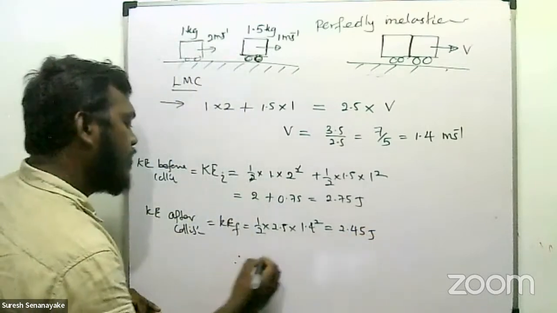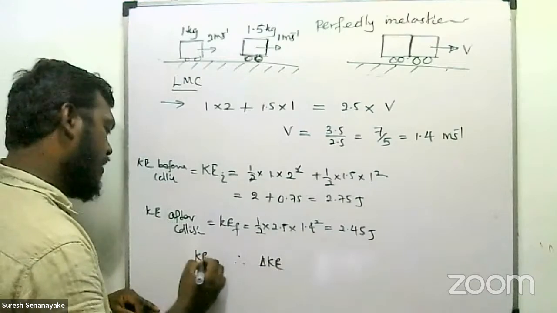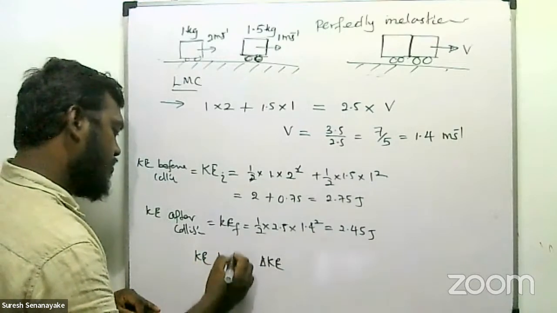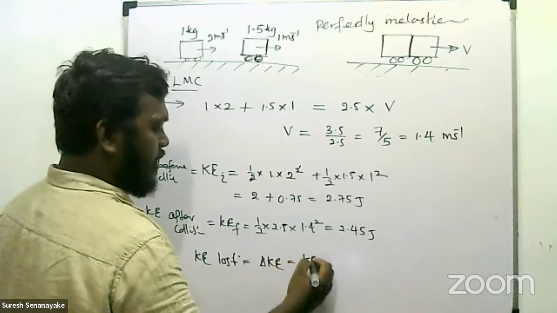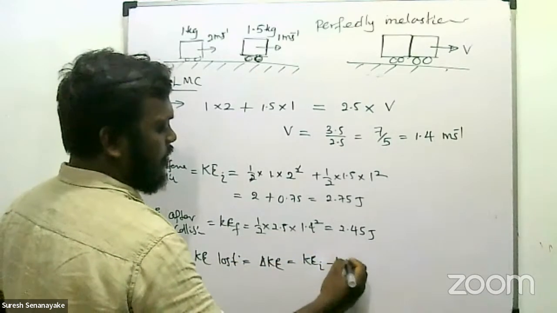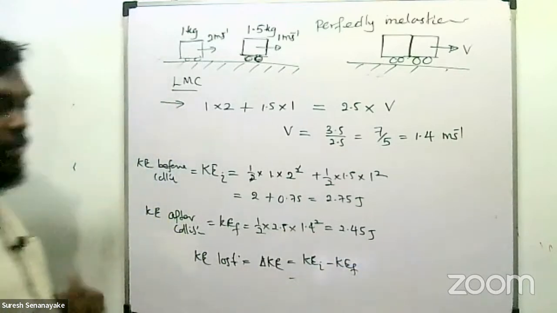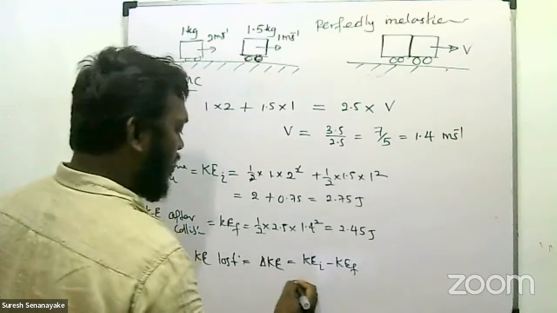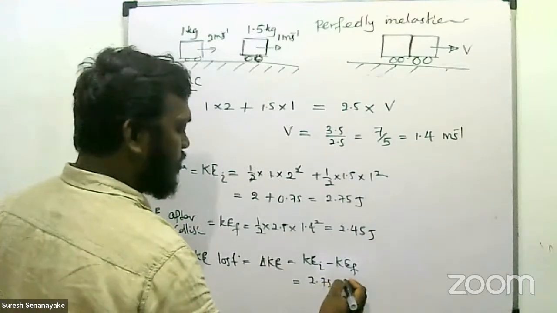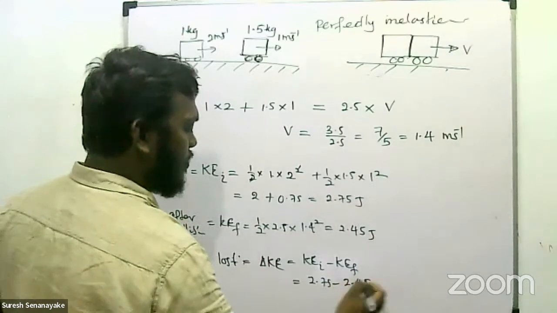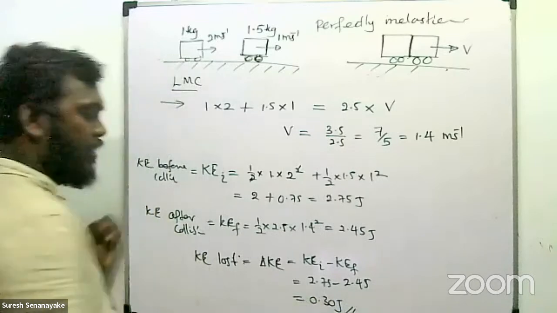So therefore the kinetic energy loss, KE loss, equals the initial one minus the final one. Do not write final minus initial, because when there is a loss the final is lower. So initial minus final: 2.75 minus 2.45 is 0.3 joules. This much of energy is lost.